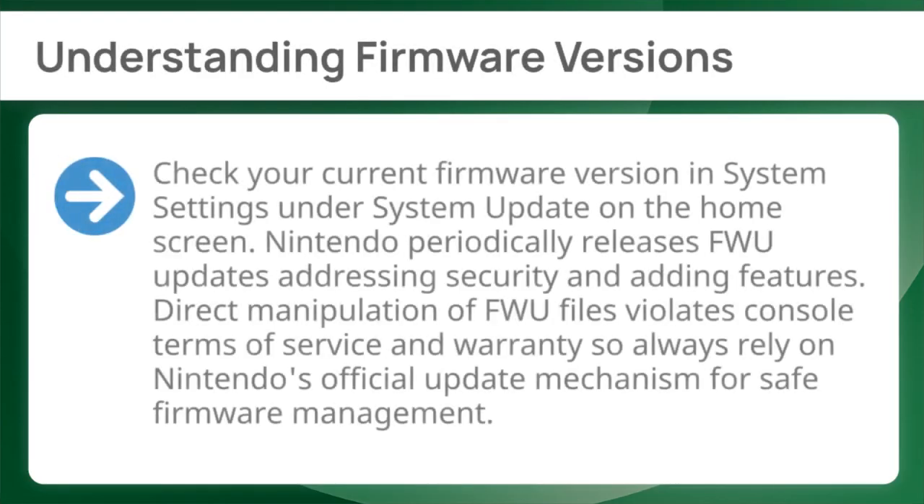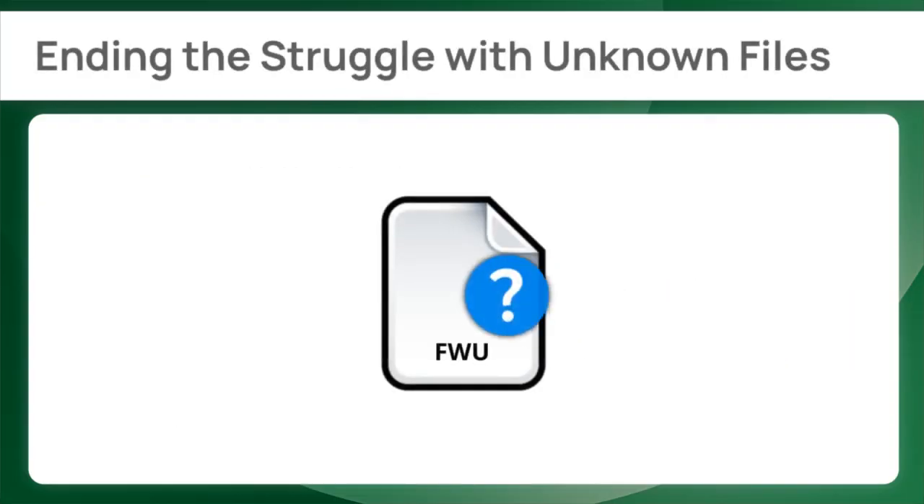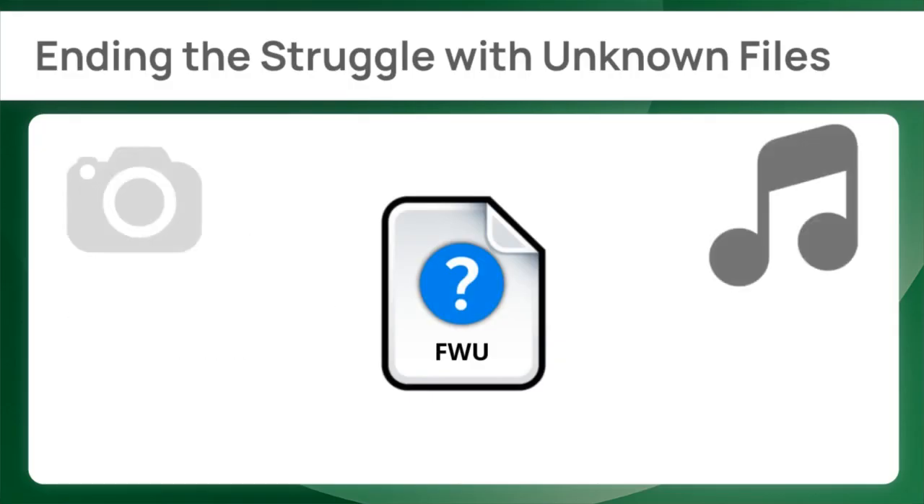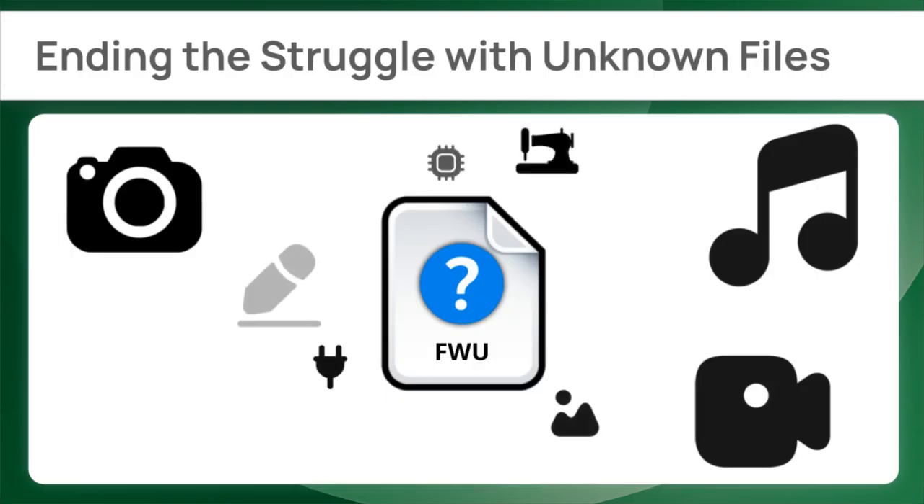Finally, understanding firmware versions. Check your current firmware version in System Settings under System Update on the home screen. Nintendo periodically releases FWU updates addressing security and adding features. Direct manipulation of FWU files violates console terms of service and warranty, so always rely on Nintendo's official update mechanism for safe firmware management. If compatibility checks failed, it is likely because the file extension name is shared by different developers for unrelated formats, causing your PC to use the wrong reading language.